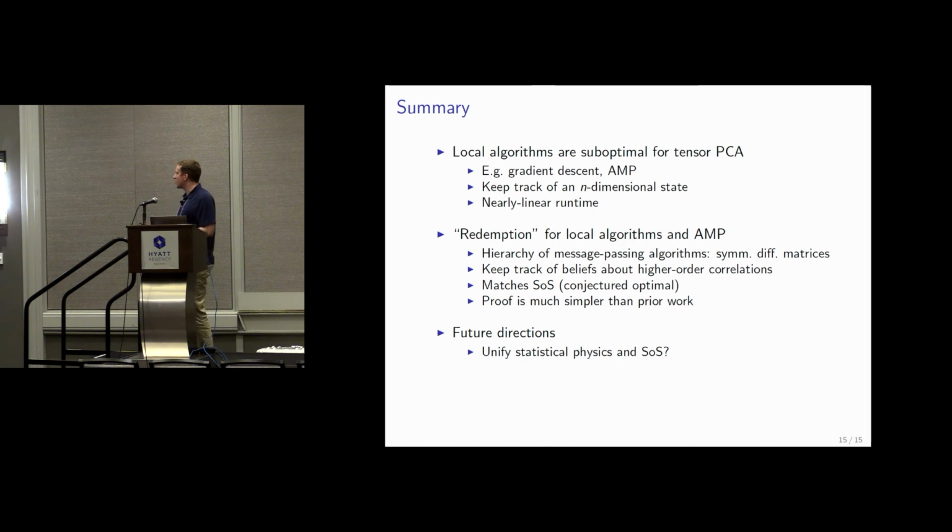And so some future directions are to unify statistical physics and sum of squares more generally. And we saw here that this was a systematic way that you could come up with an algorithm using ideas from statistical physics. And it would be nice to be able to systematically obtain these kinds of spectral methods more generally. Thanks.